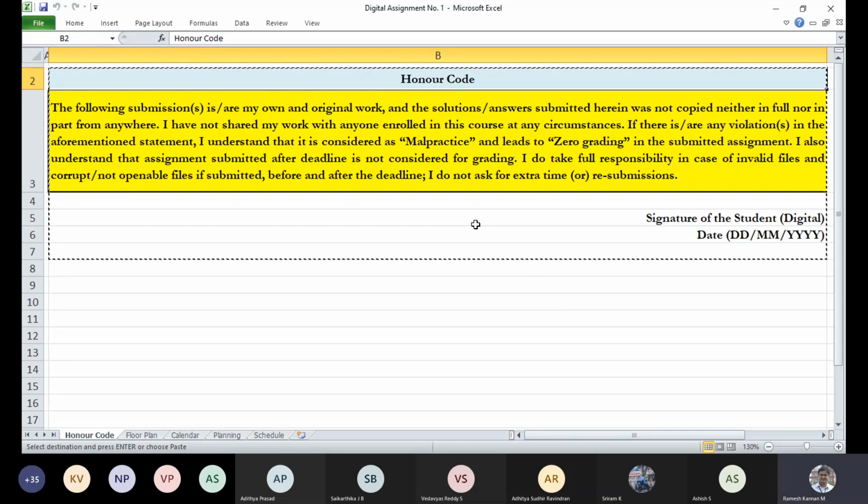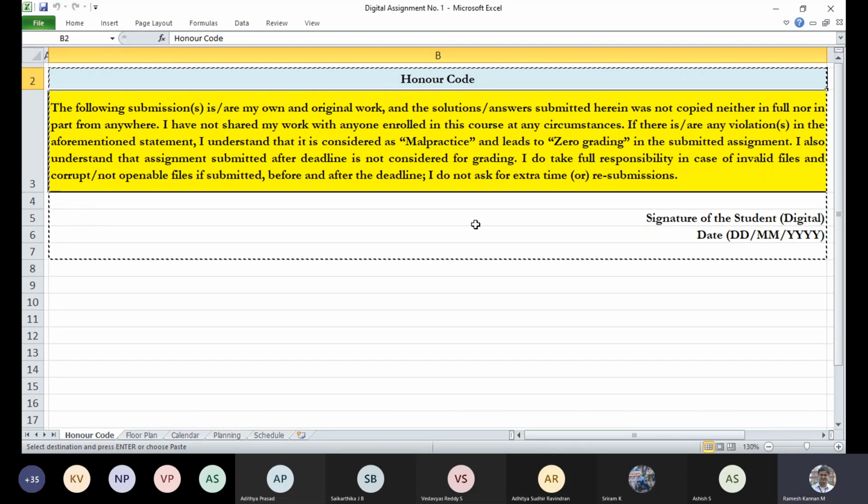This is regarding the digital assignment. So the first thing you should know about is the honor code. This is very important for submission of the digital assignment. Without this, your assignment is not valid, right? So you have to state the same, like the following submission.